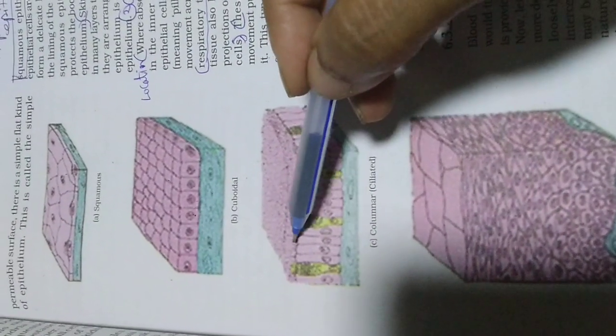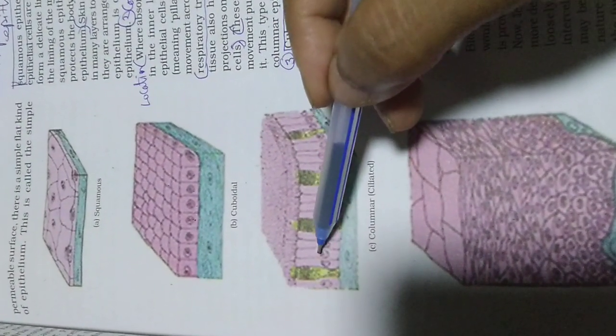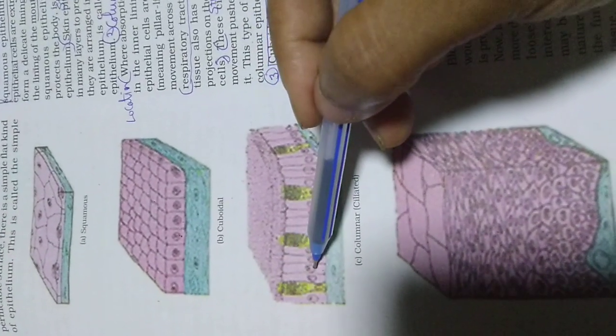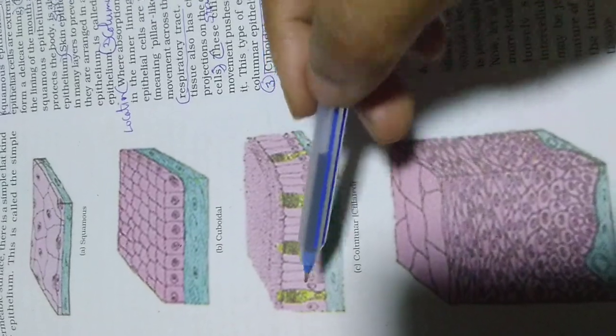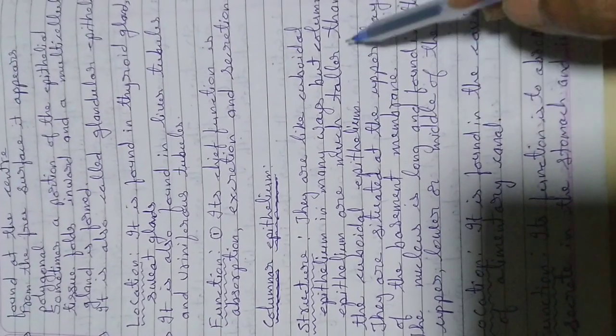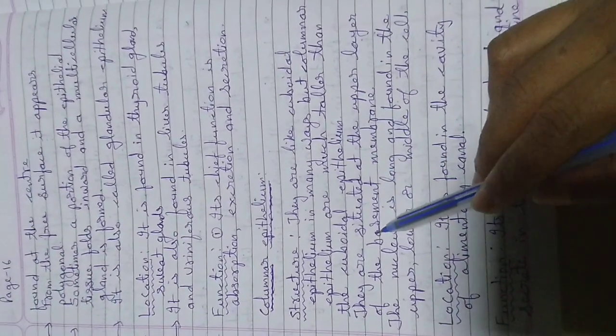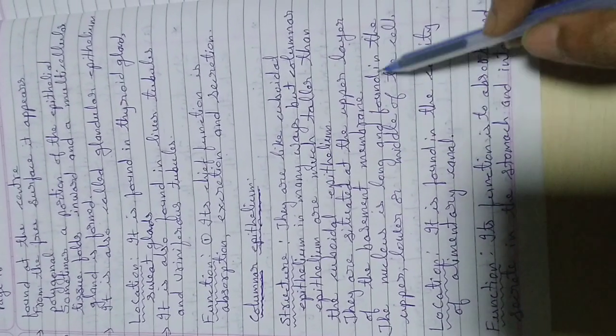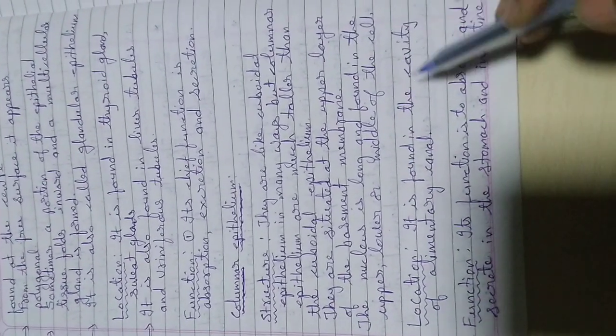And because it is tall, the nucleus is not always at the center. It might be at the bottom, at the upper portion or in the center, and the nucleus is elongated. It is not round. So the columnar epithelium is like cuboidal epithelium, but much taller. They are situated at the upper layer of the basement membrane. The nucleus is long and found in the upper, lower or middle of the cell.